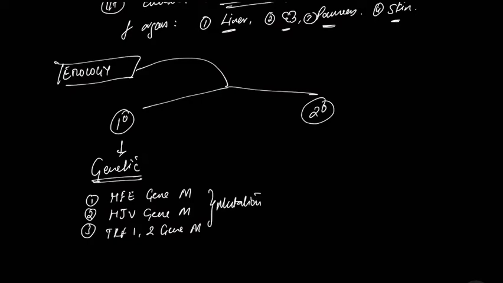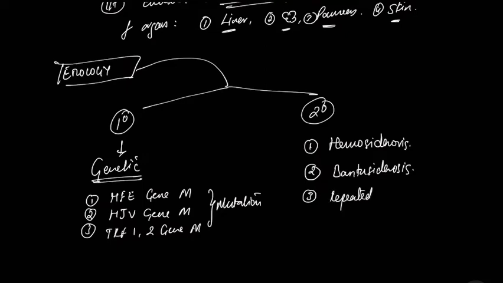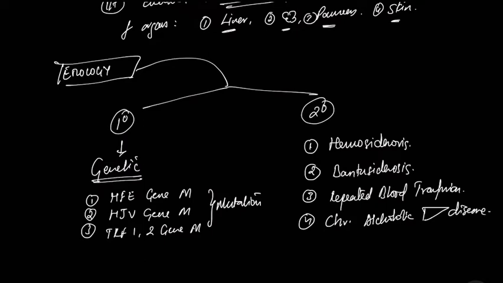Now, coming to the secondary causes, these are your hemosiderosis. All right. Then there is your Bantu siderosis and repeated blood transfusions. All right. Lastly, it is your chronic alcoholic liver disease. All right. I'll be writing liver as this drawing.